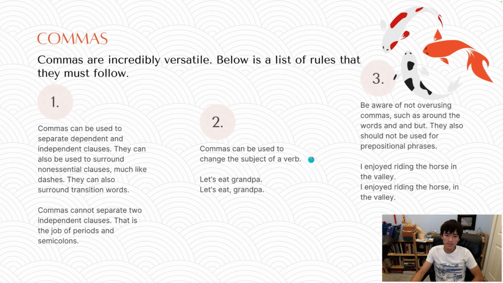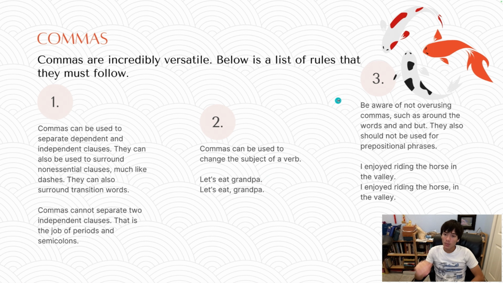2. Commas can be used to change the subject of a verb. Here we have the very famous example, let's eat grandpa, and let's eat, comma, grandpa. Here, you're actually eating him, and here you're inviting him to eat. So the action that you're doing here is a little bit different, depending on where the comma is. So the commas would obviously change the meaning of the sentence sometimes, so that you have to pay attention to.